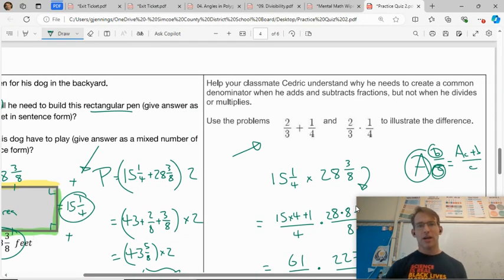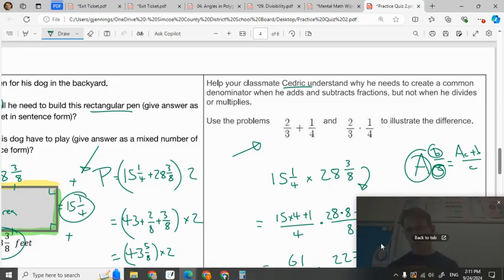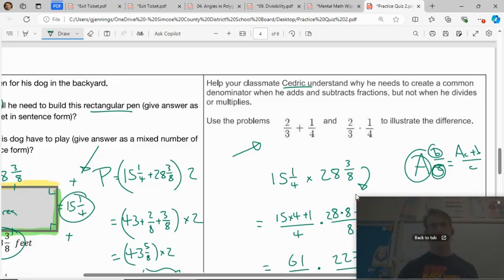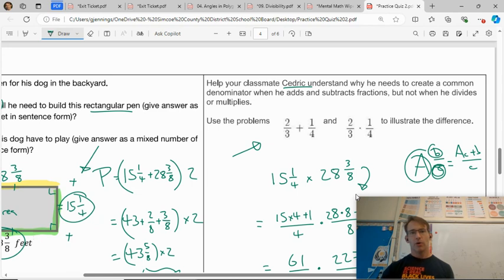Okay, Cedric. Cedric doesn't understand why we need a common denominator sometimes but not other times. When we add and subtract fractions, we need them. When we're dividing and multiplying fractions, we don't need them, okay? So, Cedric, when we've got 2/3 plus 1/4, we can't just go ahead and add those together, because thirds ain't the same thing as quarters. It'd be like trying to add motorcycles and cars together, okay? They're different.